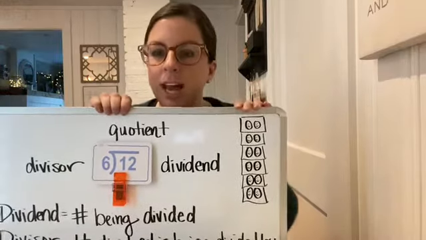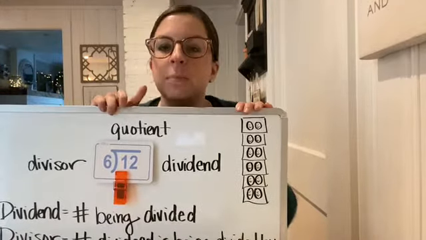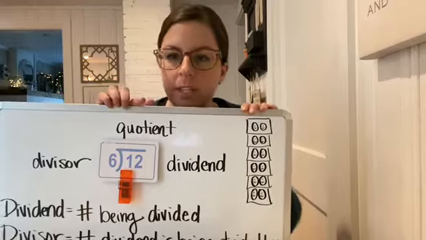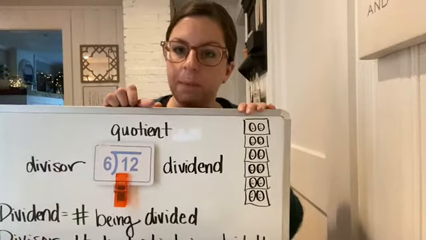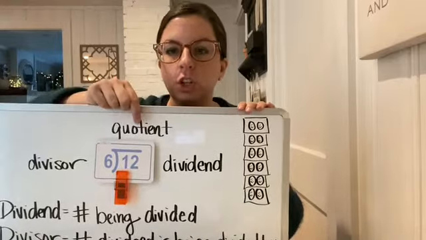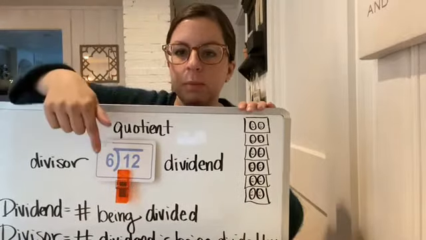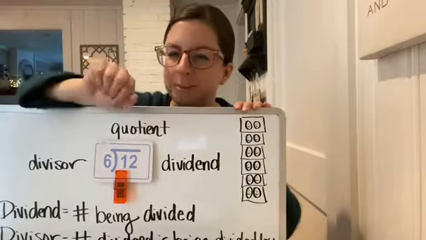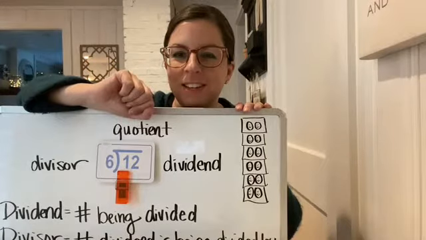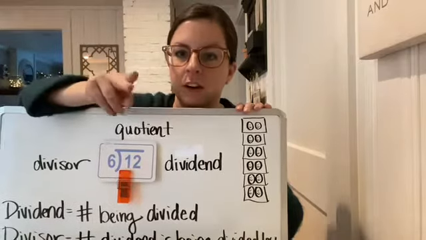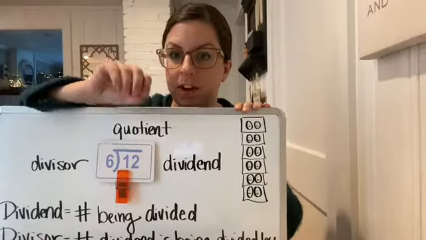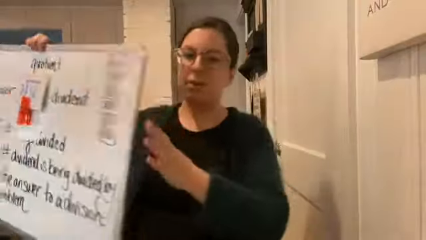And the way you check a division problem is by multiplying the quotient times the divisor, and you should get the dividend. Okay, so if the quotient is 2, 2 times 6 equals 12, because remember, multiplication and division are inverse operations. They're the opposite of each other, and they're in the same fact family. Okay.